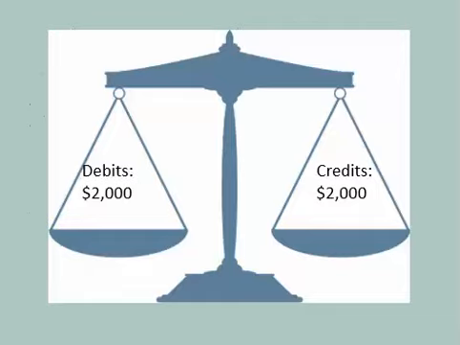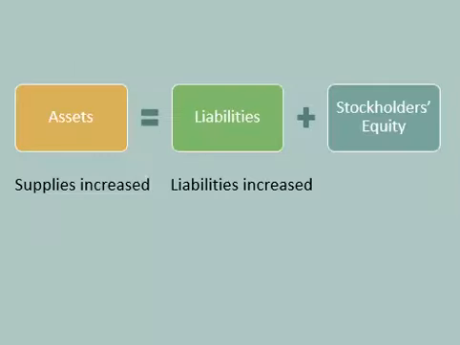After recording my transaction, my debits equal my credits, and the accounting equation is still in balance. I have an increase on the left side and a corresponding increase on the right side in the liability account.